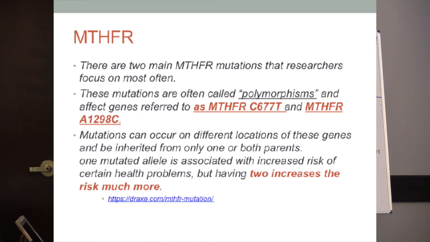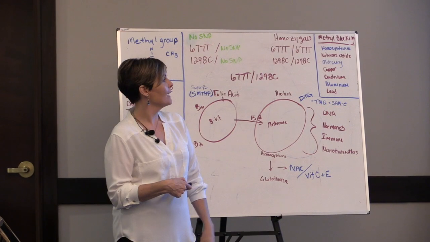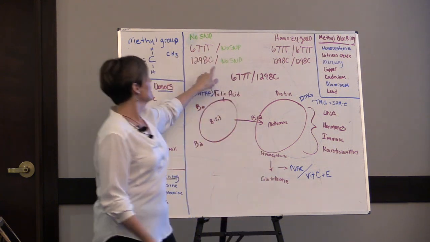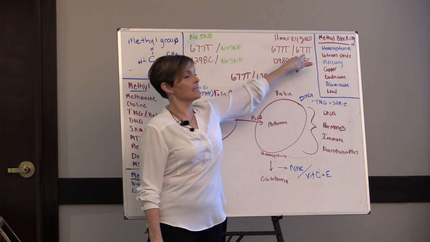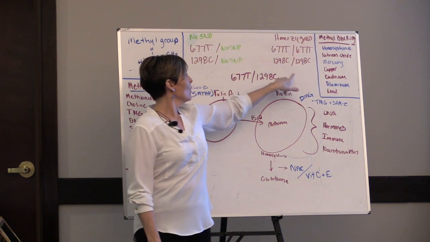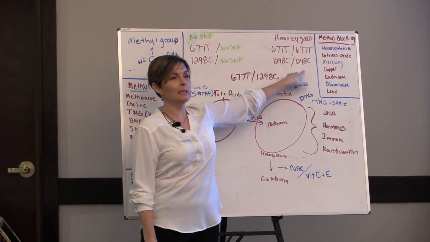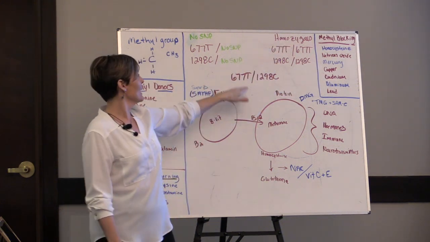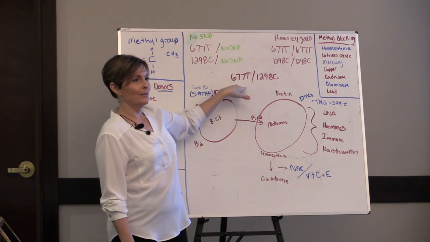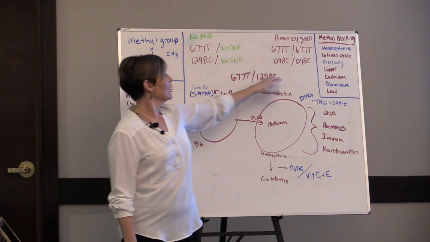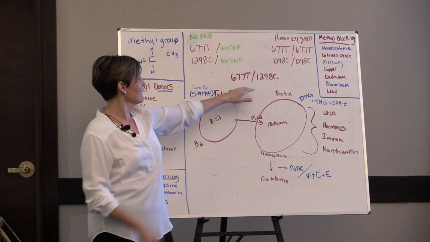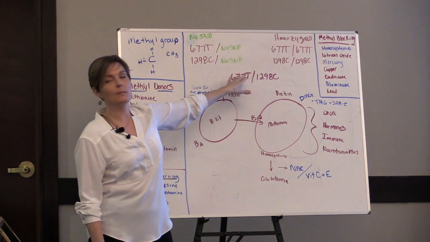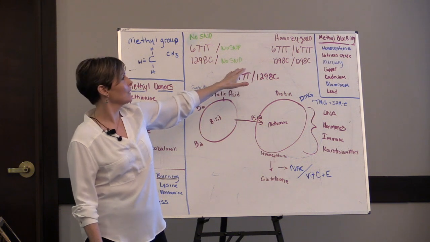You have an increased risk of health problems when you have two, and it increases much more. So if you have a 677T and a 677T passed down, or 1298C and 1298C passed down, you're going to have more. When you have heterozygous, which means two different mutations, which is what she was sharing, she's 677T and 1298C, these are chronic. This is probably the worst one that you can have.